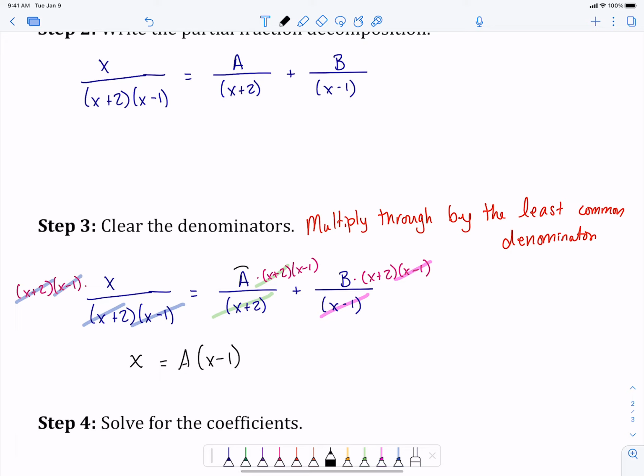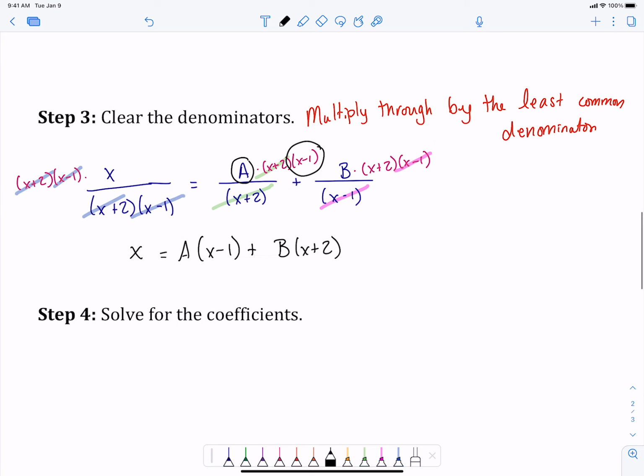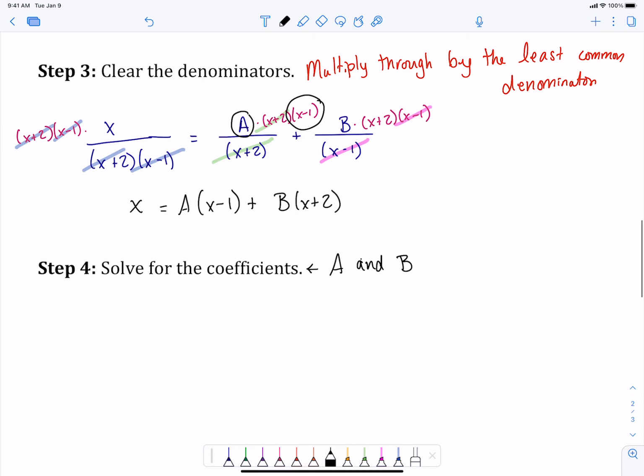And where does that come from? We've got our A sitting right here and our x minus 1 right there. Those are being multiplied. Plus our B times x plus 2. So what we've got is kind of a funny little equation here. And we can solve this for the coefficients. And by coefficients, I mean that capital A and capital B.